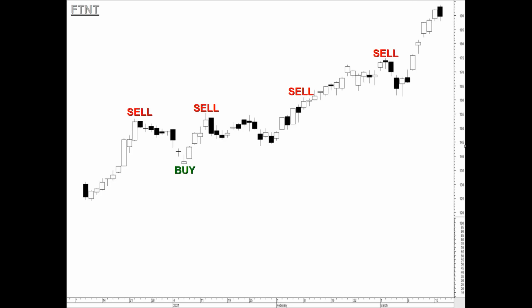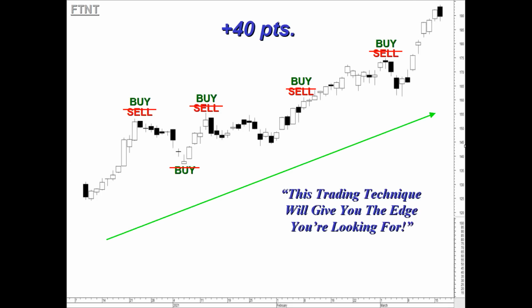Well, the good news is I'm going to share with you a technique today. You'll learn all of the beginning entry rules to this. And this technique, looking at the exact same chart, would not have taken any one of these signals, including the best one, which was the buy down here. But what it would have done was generate a buy signal here, another one here, here, and even here, so that potentially you could have captured 40 points. So this technique will really give you the edge you're looking for.